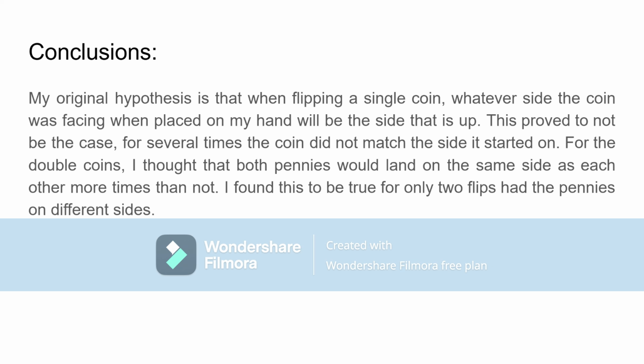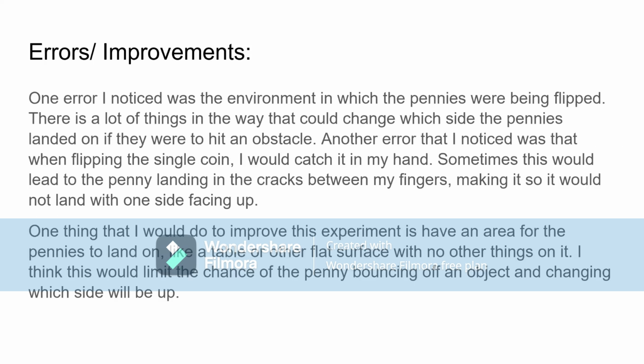For double coins, I thought that both pennies would land on the same side as each other more times than they would not land on the same side for each other. And I found this to be true for 3 out of the 5 times I flipped 2 pennies. There was only one time, like twice, where I flipped heads and one flipped tails.